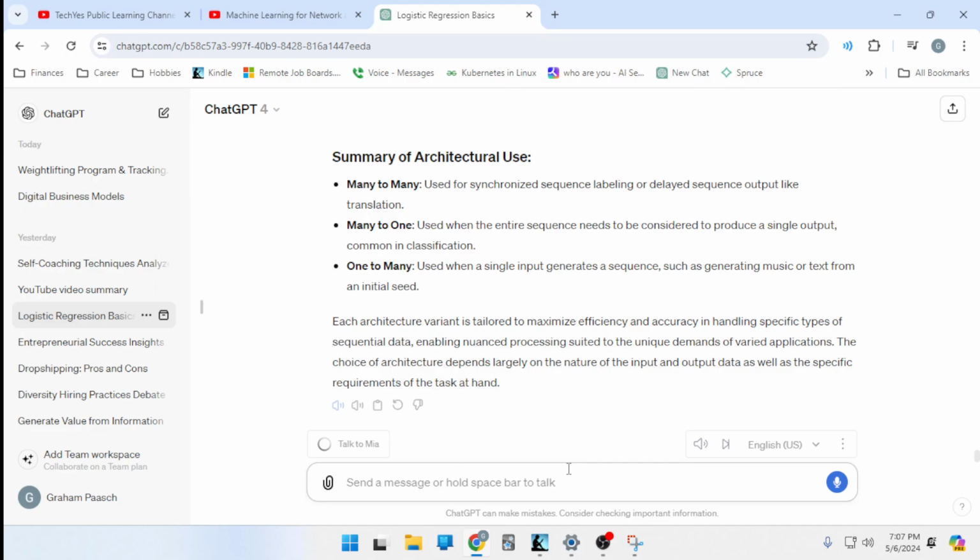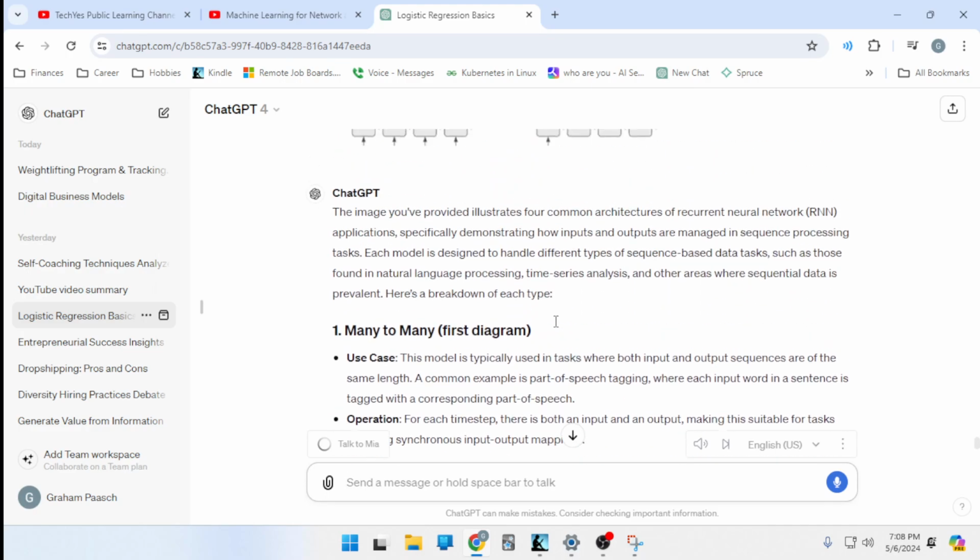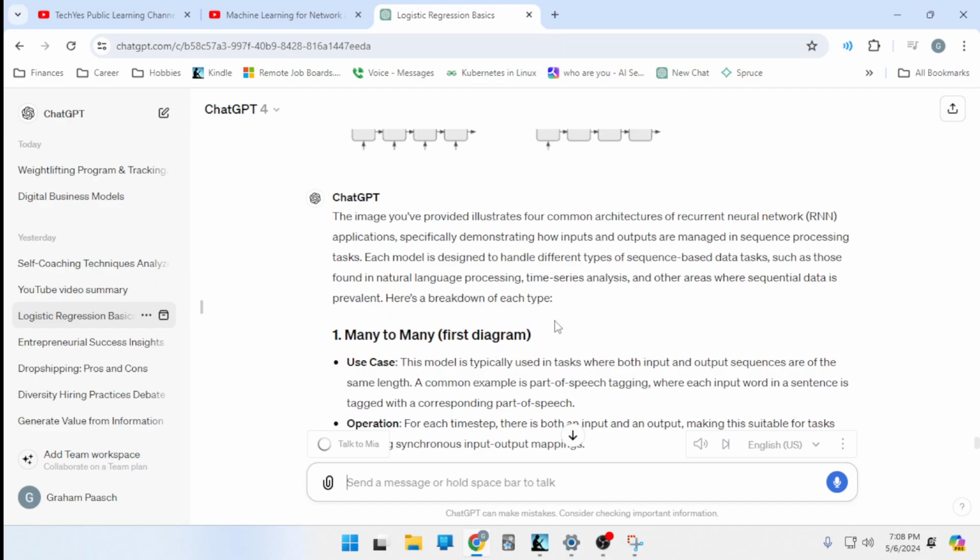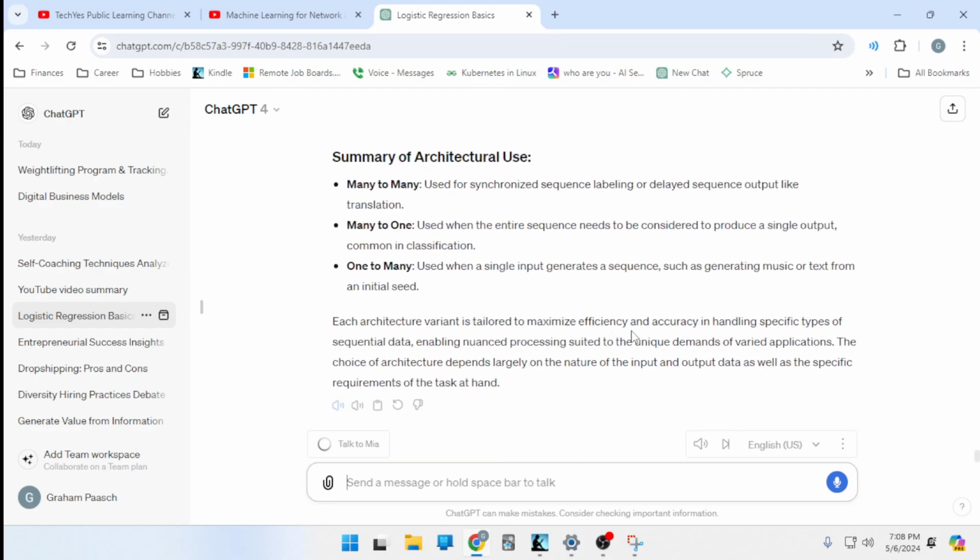Each architecture variant is tailored to maximize efficiency and accuracy in handling specific types of sequential data, enabling nuanced processing suited to the unique demands of varied applications. The choice of architecture depends largely on the nature of the input and output data as well as the specific requirements of the task at hand.